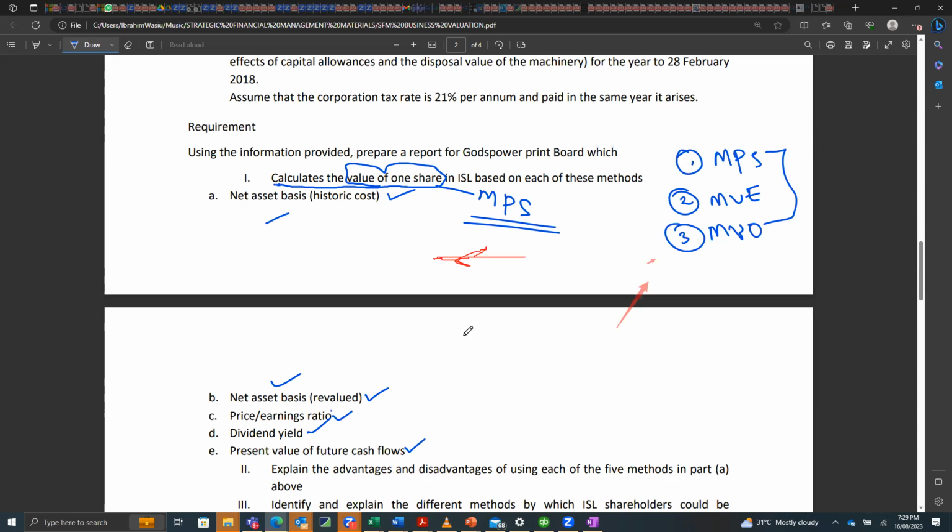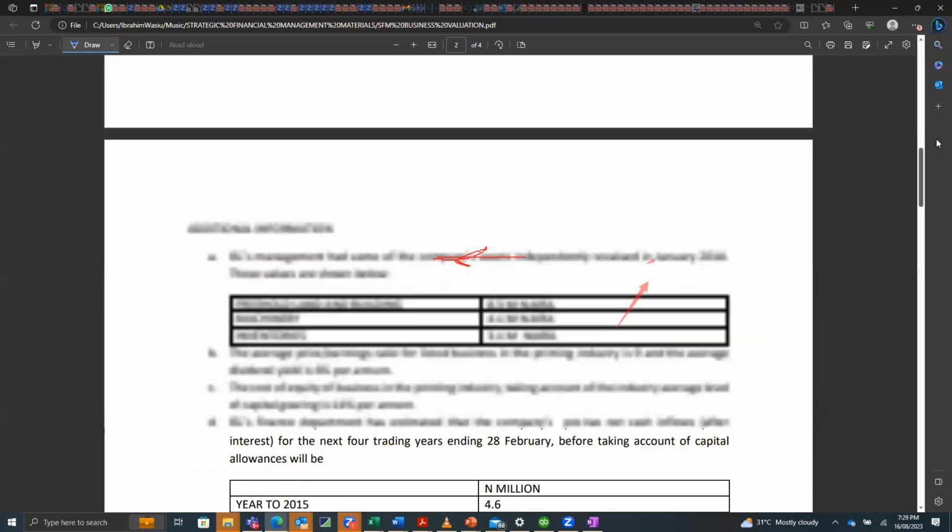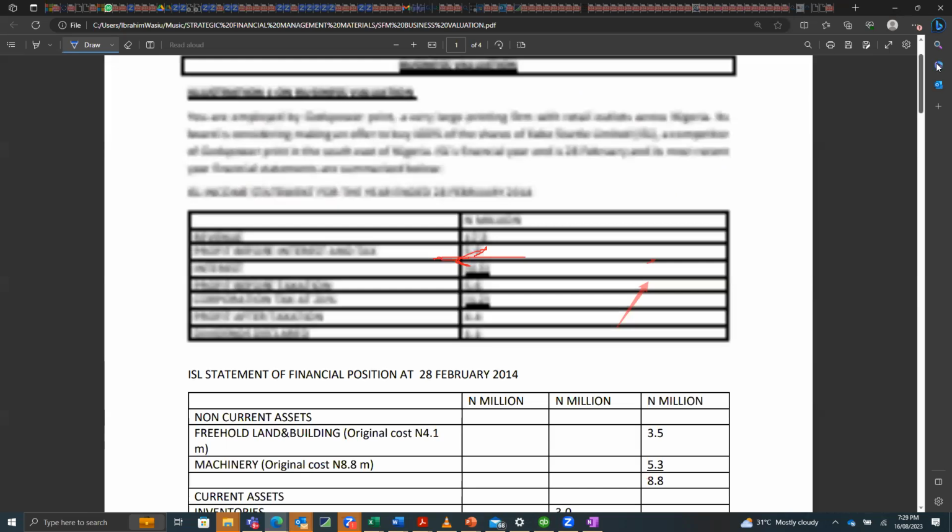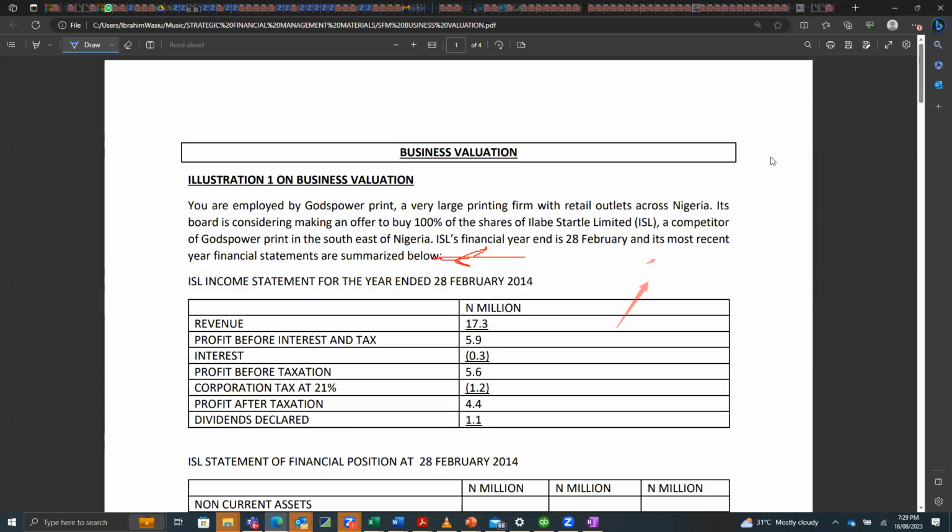So you can see the requirement is very key. If you look at this question, it's just about 3 pages. This one is not that long. So let me just show you something before we leave. You are employed by Gospel, and its board is considering making an offer to buy 100% of shares of Ilabe Statue Limited.